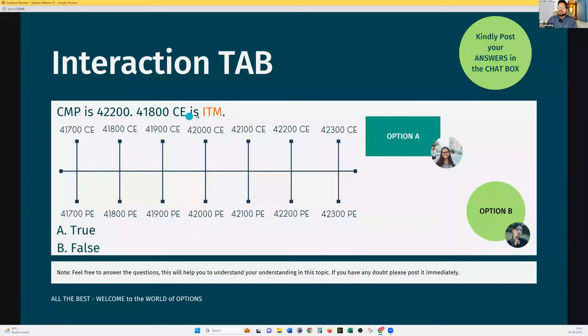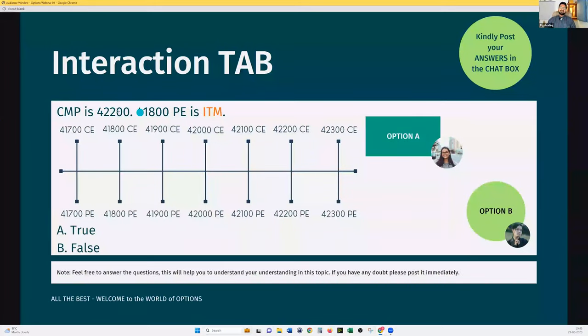So 41,800 call option is what? It's going to be what? In the money options? If so, just say it's yes or no. Obviously, it's going to be yes because see, the market is right now trading at 42,200 and already the price has attained 41,800 and from there only it went to 900 and 42,000, 4200, 42,200 right now it is trading. So which clearly denotes that 41,800 call option is in the money options. The answer is true.